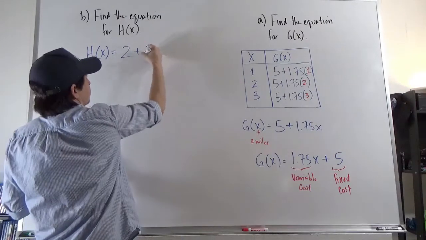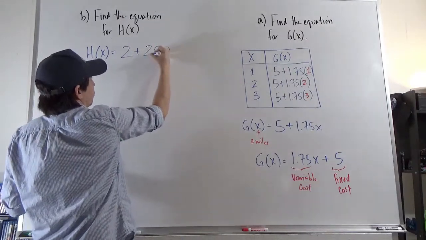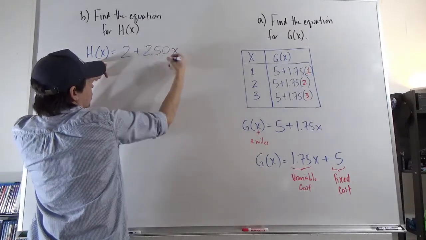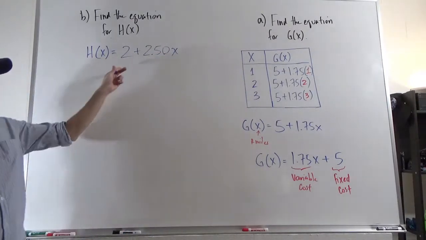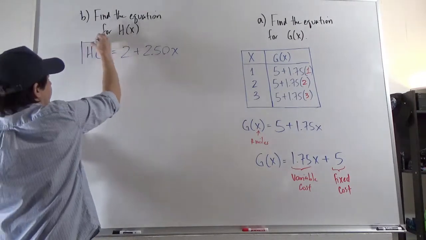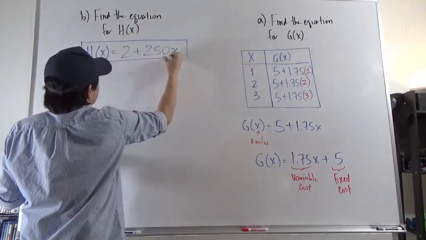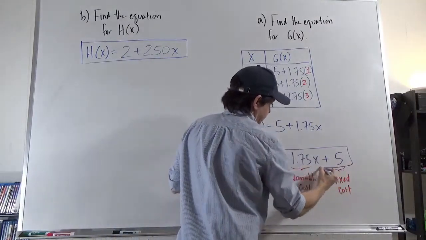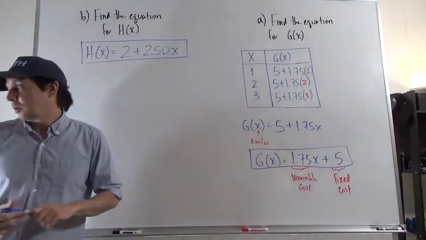So you're going to take that $2.50, and that's a per mile basis. That's your variable cost. So whatever number of miles you're traveling, you've got to do that number of miles times $2.50 plus the $2 that you had to pay for the pickup fee, the fixed fee. And that's it. This is my answer here, with some notation.